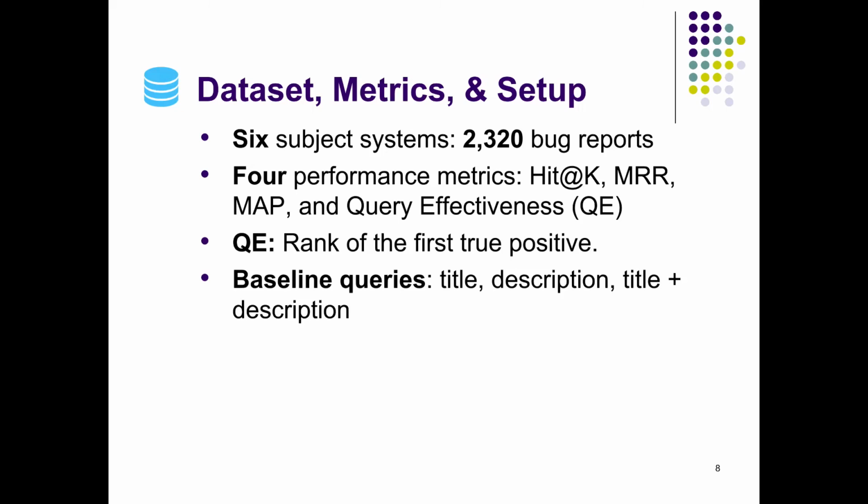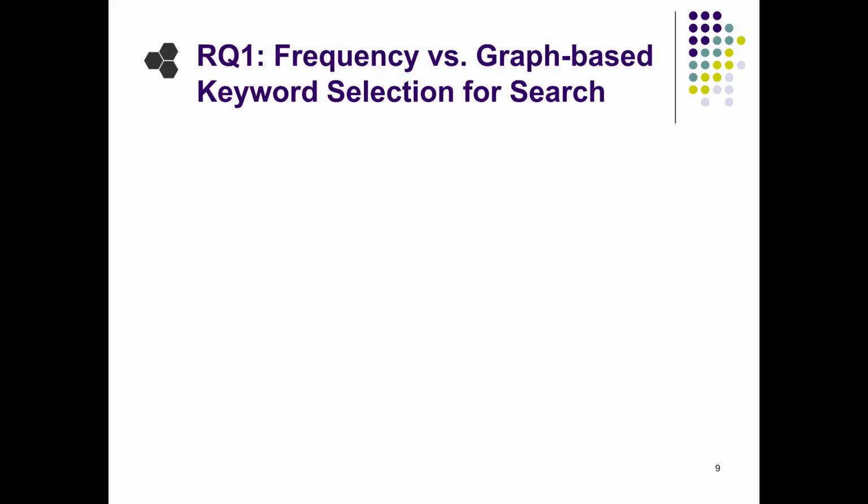So when I say baseline queries, what I mean is the pre-processed version of the bug report used as a search query. In the bug report, you have a title and you also have the description. So in the baseline query, we basically use the pre-processed version of the title and description as our search query. Okay, so let's talk about our first research question.